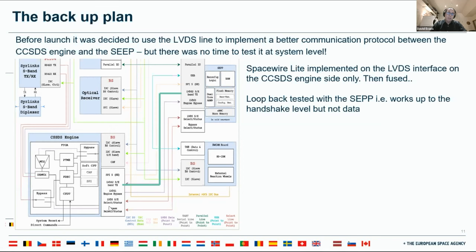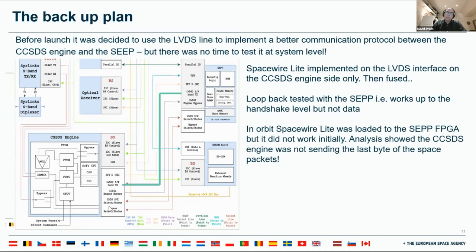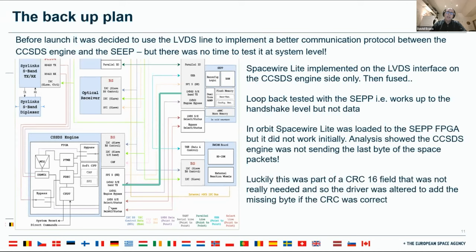And then we went and launched the spacecraft. Now, in orbit, we managed to upload the SpaceWire Lite to the SEP FPGA, but initially it didn't work. An analysis showed that the CCSDS engine was not sending the last byte of the space packet. So just an error in the data layer, which would have completely screwed everything up. We would have had absolutely no way of using that wire, but we were lucky in that this part of the space packet, where we'd implemented the CRC-16 field, was not really needed. So you could do the CRC check with the first byte.